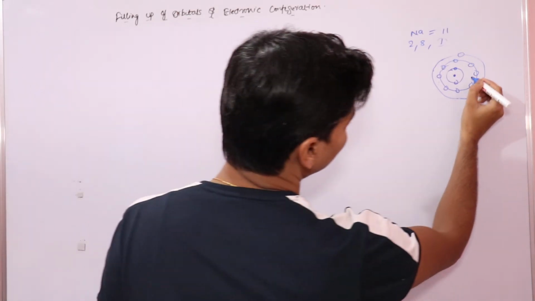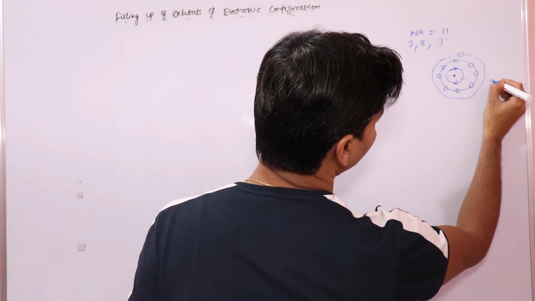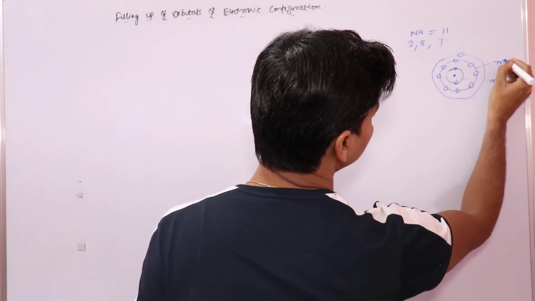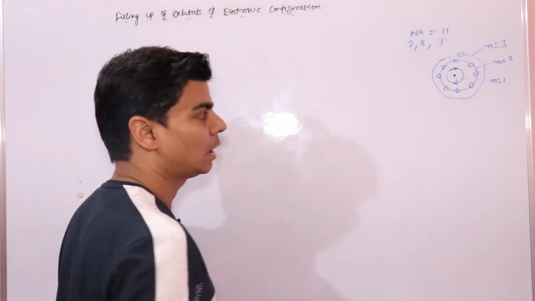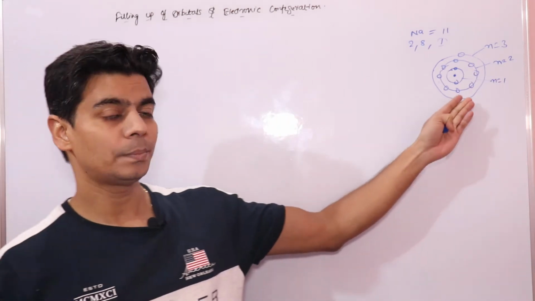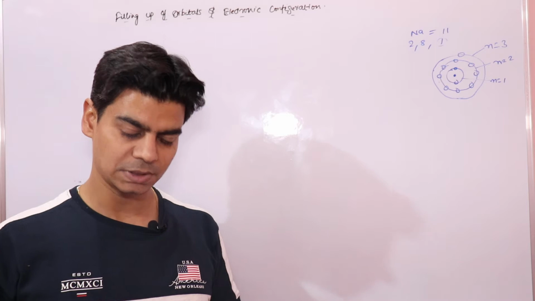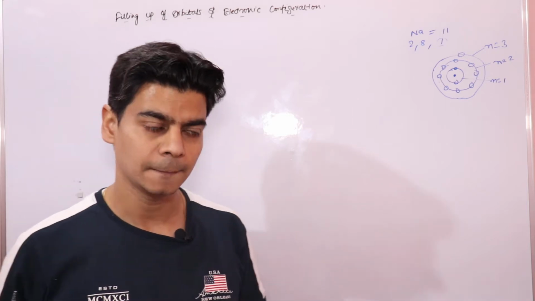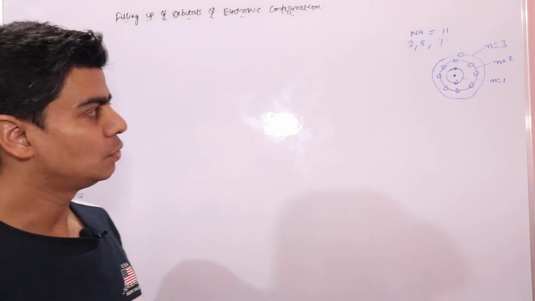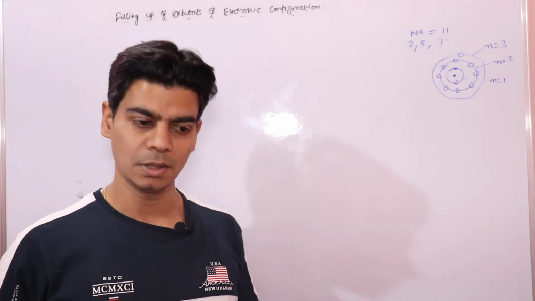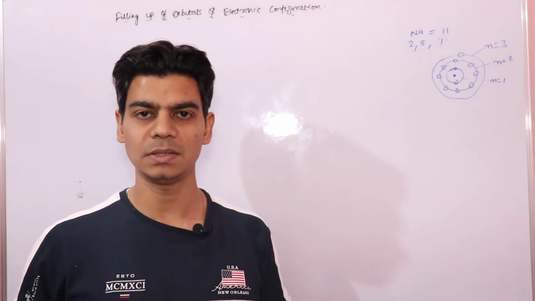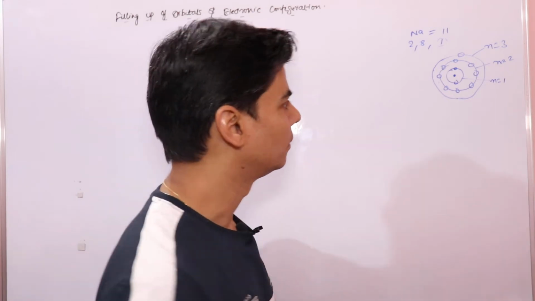Now this is n equals 1, this is n equals 2, and this is n equals 3. Now we know that n stands for principal quantum number, that represents the main shell of an atom. But now we are introduced that the shell consists of subshells. The subshells are given by the azimuthal quantum number denoted by L.